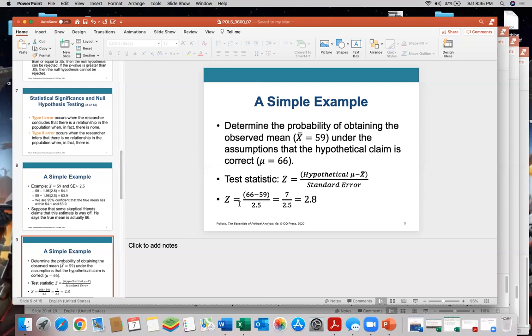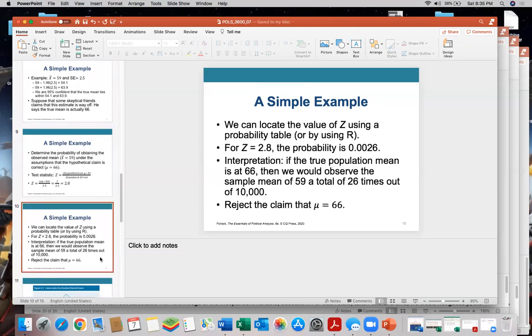So we have the hypothetical real world mean mu of 66 minus the observed mean of 59. Then we divide that by the standard error. So 7 over 2.5 equals 2.8. Now we locate the value of Z using a probability table or R. The interpretation is if the true population mean is 66, then we would observe a sample mean of 59 a total of 26 times out of 10,000, and we can reject this.